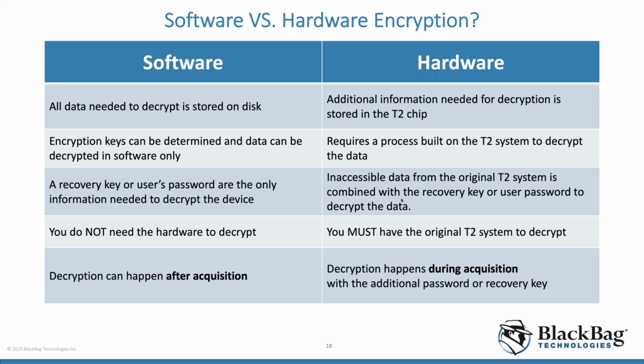Software encryption keys can be determined, and the data can be decrypted in software only. That's not the case with hardware encryption. You need the specific T2 chip in play to decrypt this data. With software, in addition to an image of the disk, you need a recovery key or the user's password. That's all you need to decrypt this. But again, with hardware, you're going to need the T2 chip to decrypt this. And the rest of these points just kind of nail that down.